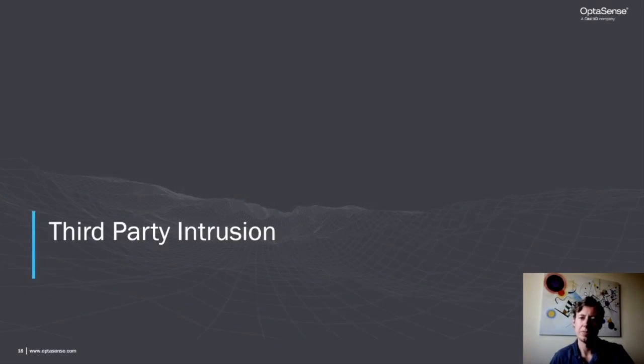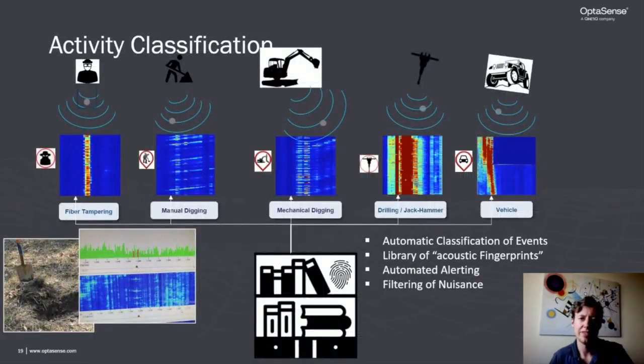Let us now turn to third-party intrusion. There are a number of activities that can be categorized as being of interest. The presence of digging and drilling in the vicinity of a pipeline are significant events, while vehicle movements and the presence of walkers may be of concern. Each of these activities has a fingerprint that allows swift, real-time identification and locating of the events.